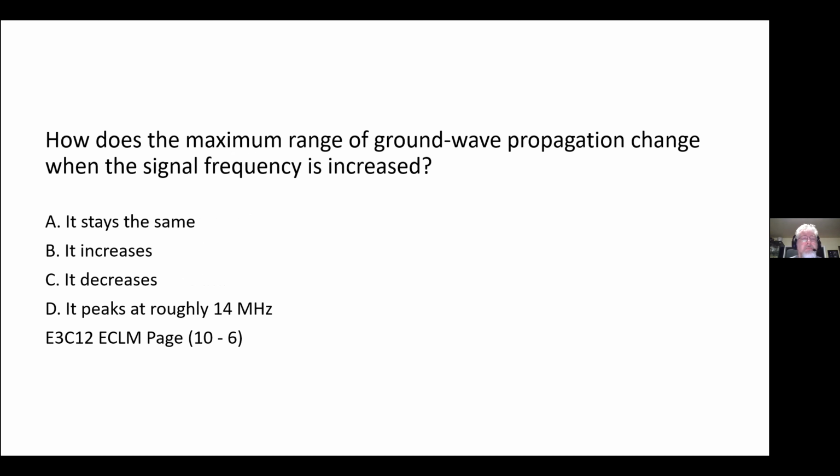How does the maximum range of ground wave propagation change when the signal frequency is increased? A, it stays the same. B, it increases. C, it decreases. D, it peaks at roughly 14 megahertz. Charlie is correct, it decreases.